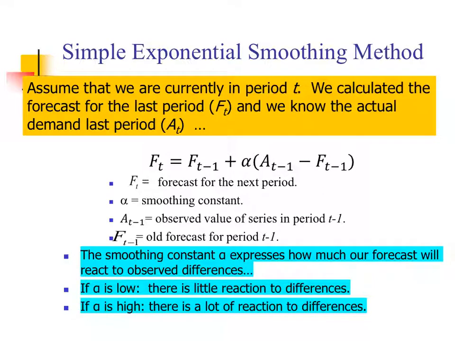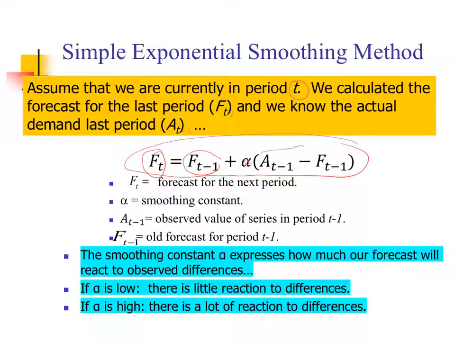So let's try to understand the algebraic form of exponential smoothing. Assume that we are currently in period T. We calculated the forecast for the last period T minus 1, and we know the actual demand or sales data for the last period T minus 1, the previous period. So our forecast today, or for the next period, is going to depend on the forecast that we did in the previous period, plus alpha, a smoothing constant, times the actual data in the previous period, the actual data in T minus 1, minus the forecast in T minus 1.